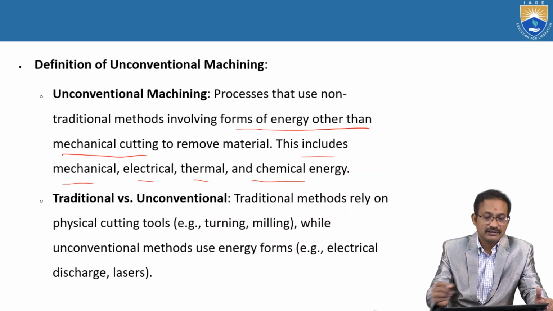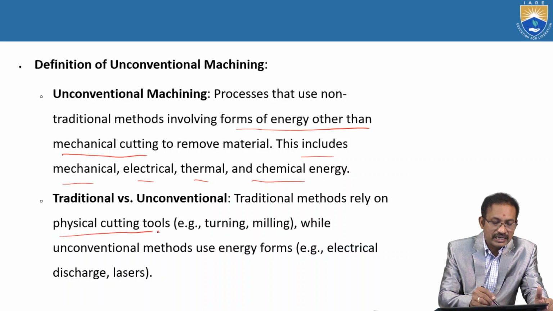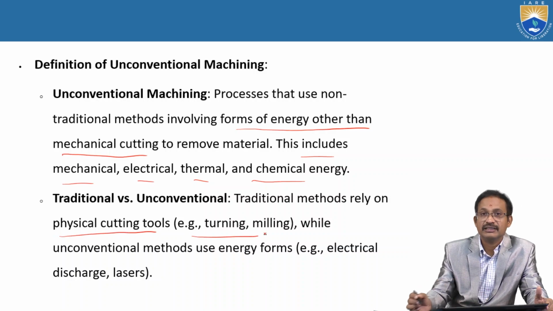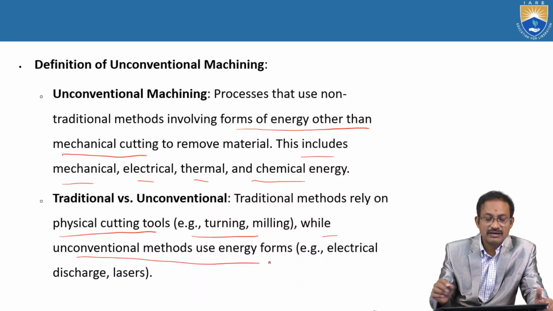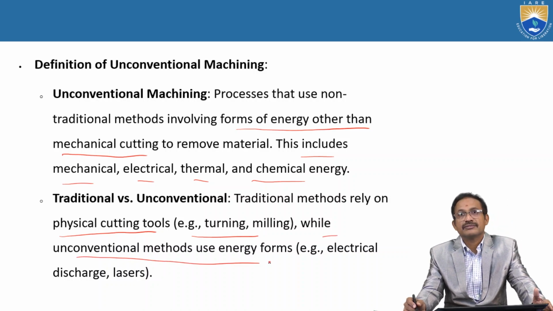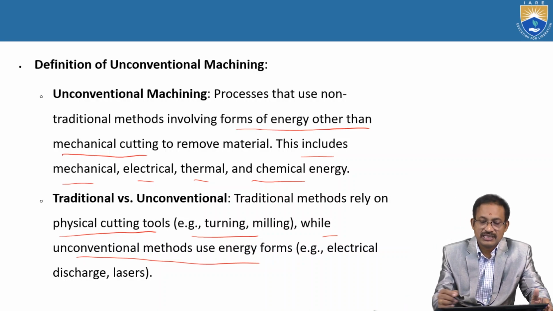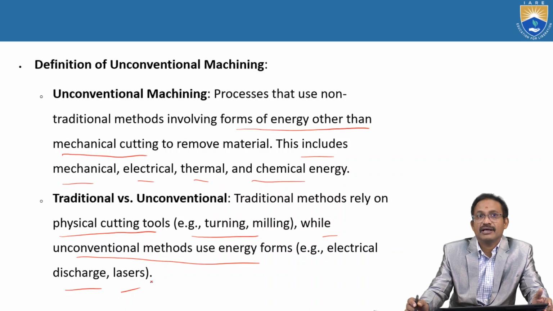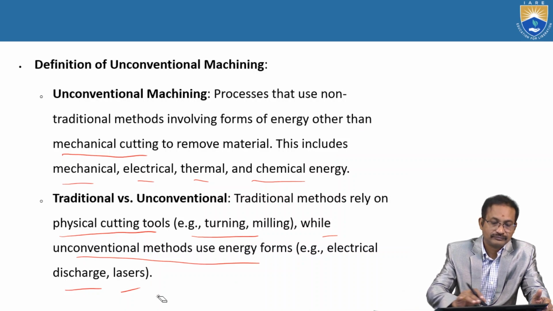Traditional versus unconventional. Traditional methods rely on physical cutting tools. That's what we have discussed. Turning and milling are examples. While unconventional methods use energy forms such as electrical discharge, lasers, etc., and even chemicals.